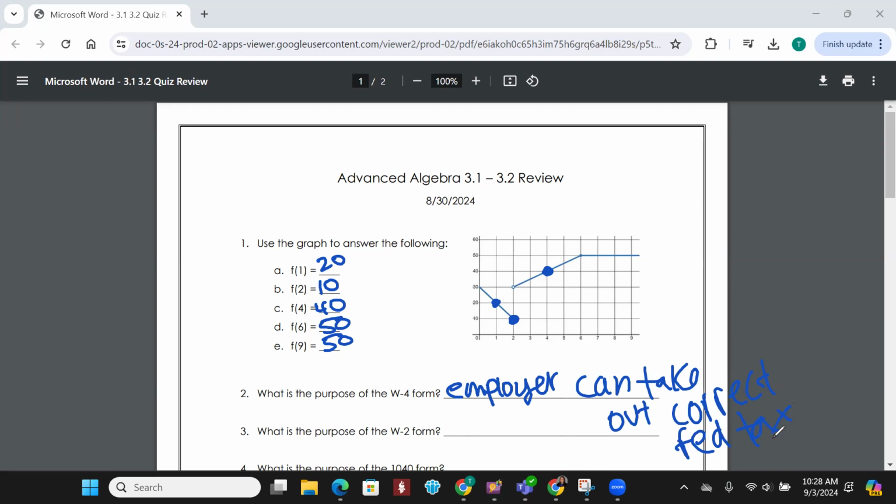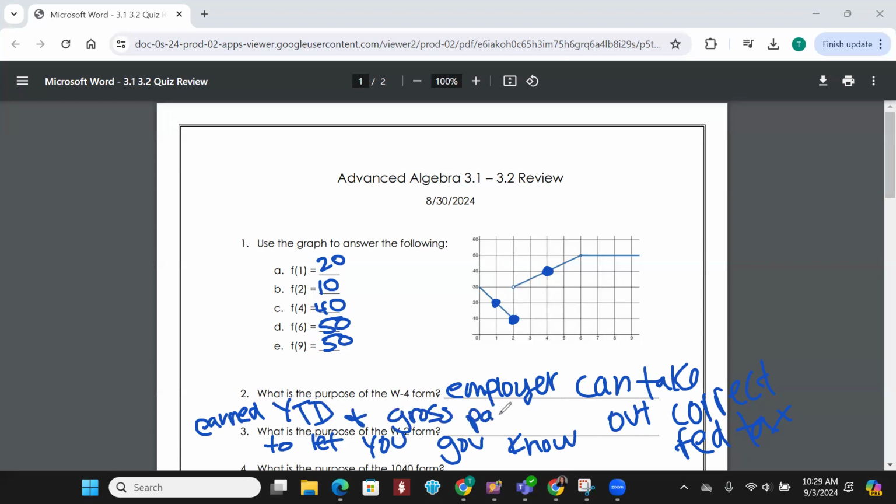Okay. What's the purpose of a W2? That one comes back with all of your tax deductions, how much you earned, all of that jazz. Okay, so the purpose of a W2 is to let you and the government know how much you've earned to date, year to date, and gross pay, and your deductions, all that jazz.